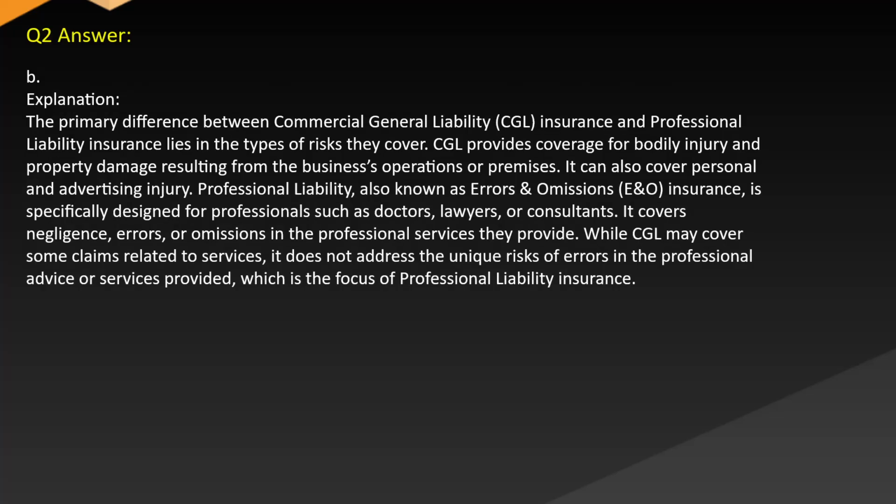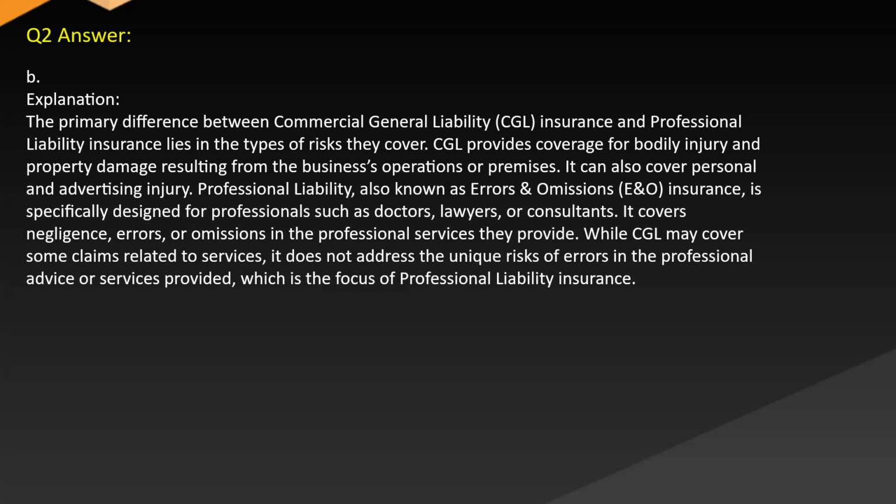Answer. B. Explanation. The primary difference between commercial general liability (CGL) insurance and professional liability insurance lies in the types of risks they cover. CGL provides coverage for bodily injury and property damage resulting from the business's operations or premises. It can also cover personal and advertising injury.